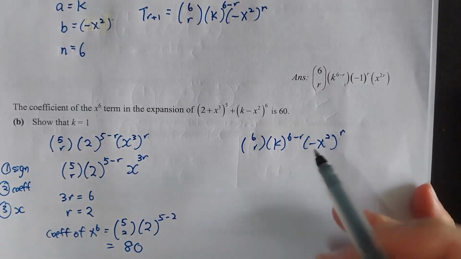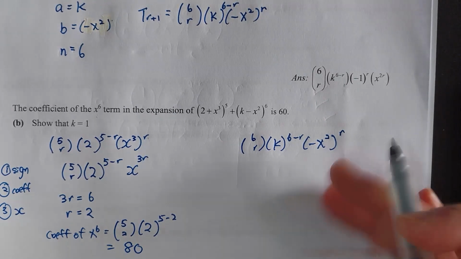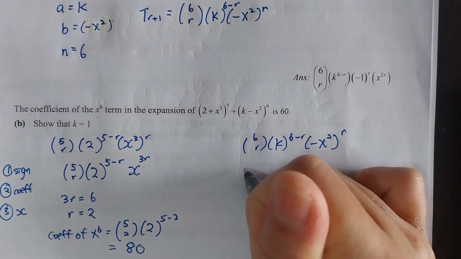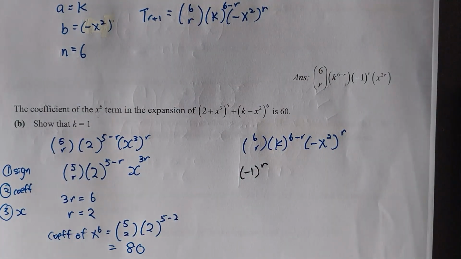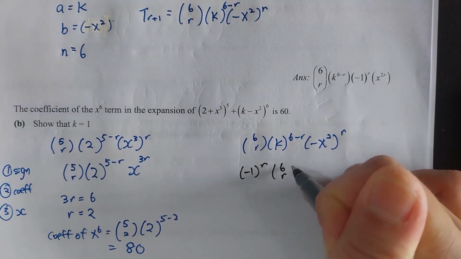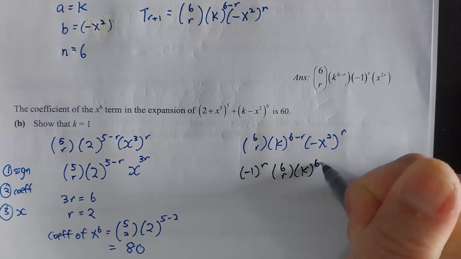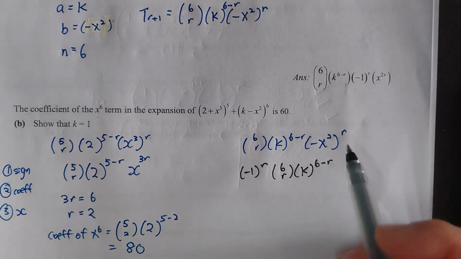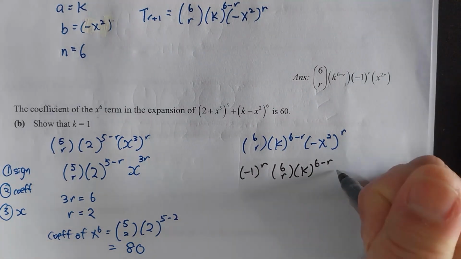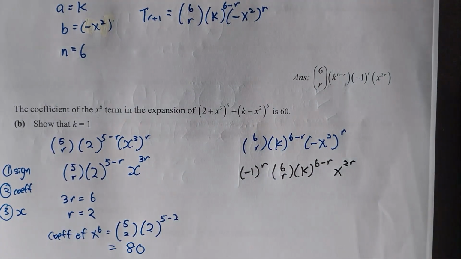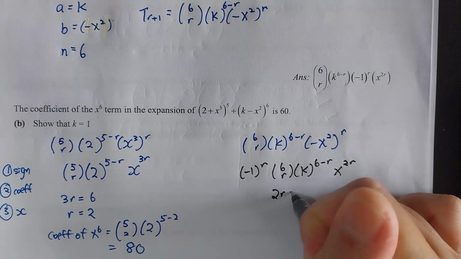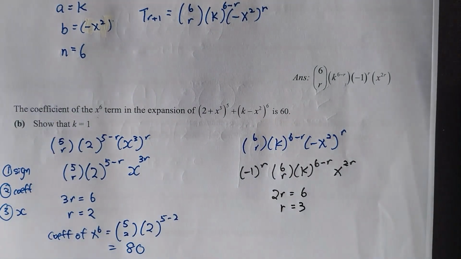Now let's try to find the x power 6 term here. So for the sign, okay, we do have a negative here, so just be a bit careful. So we have a negative 1 power r. And next, we have to find the coefficient, which is 6 choose r, k power 6 minus r. So that's the coefficient part. And we have to find the x term. So this will be the one that's giving us the x term. So it will be x to the power of 2r. Since we want x power 6, so 2r must be equals to 6 and r will be equals to 3.